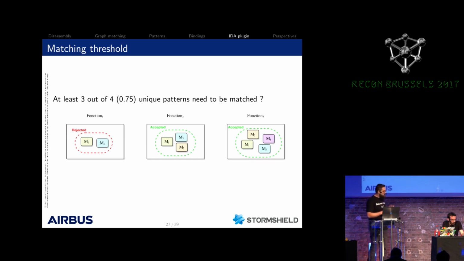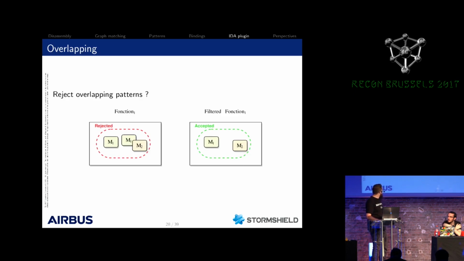So we create a threshold. Here we have a threshold of 0.75. That means that we want at least 3 out of 4 patterns. So in the middle, it's accepted too. But at the left, we just have 2 out of 4, so we reject this function.